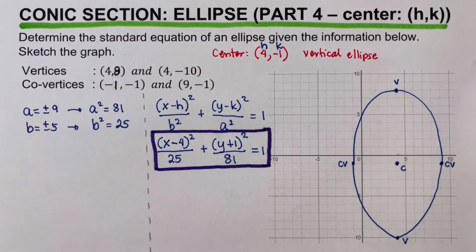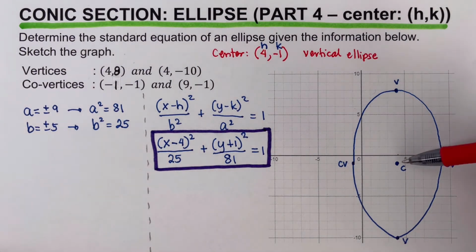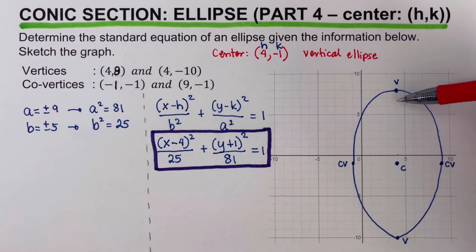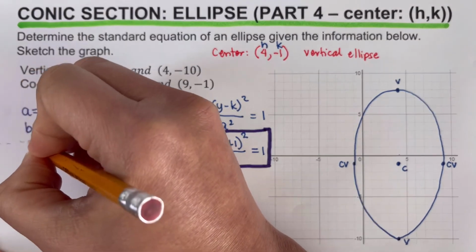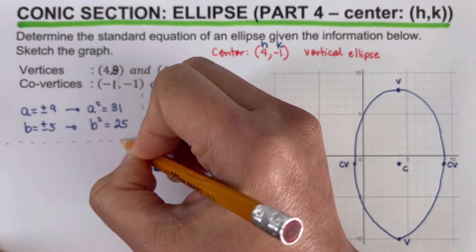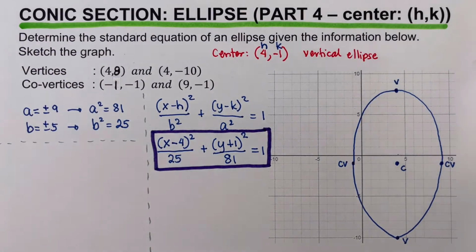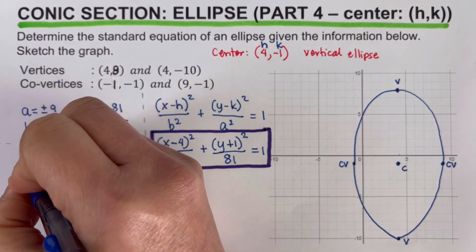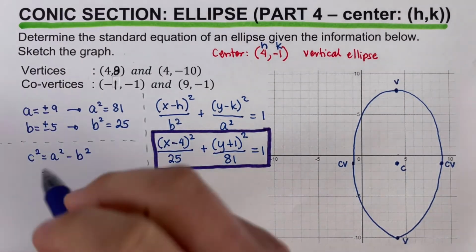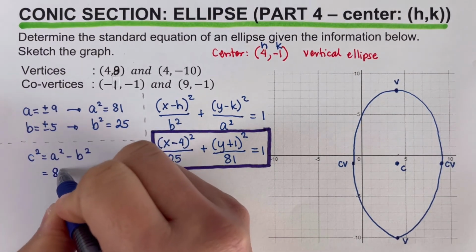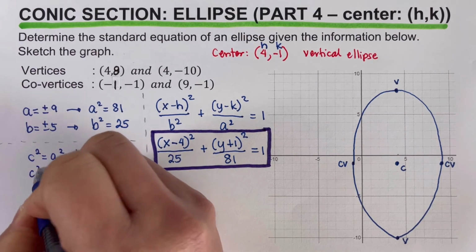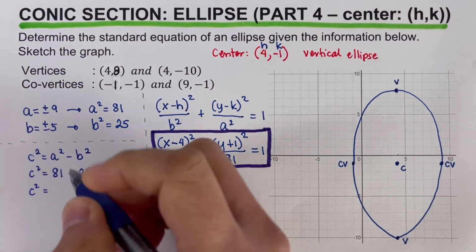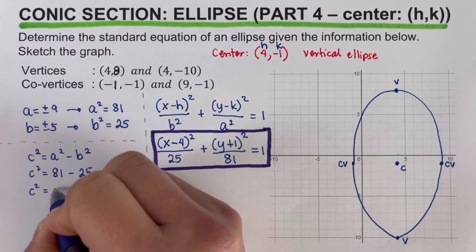Okay, now we are supposed to locate the two foci. Now we remember that the distance from the center to the focus is c. And so we can solve for c using the equation c squared equals a squared minus b squared. So I'm going to write that up here. Since our a squared is 81, I plug it in, 81 minus b squared, which is 25. This tells us that our c squared is 81 minus 25, which is 56.